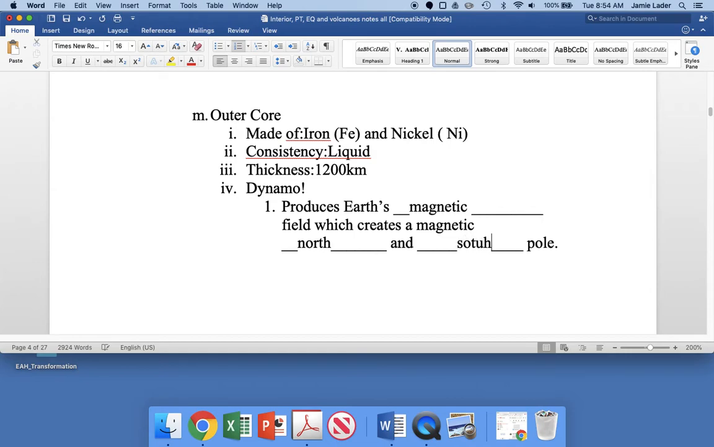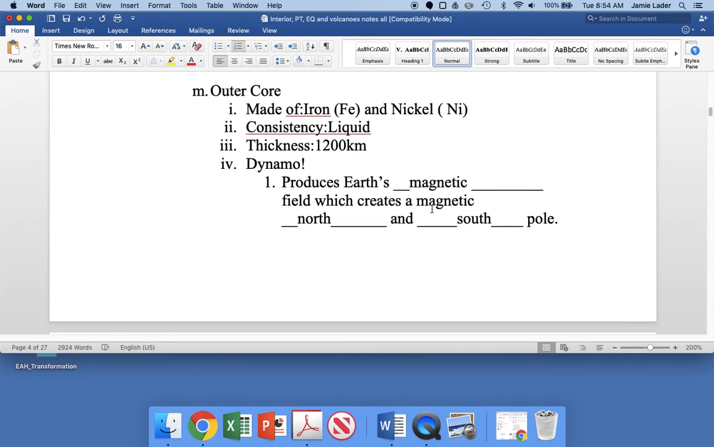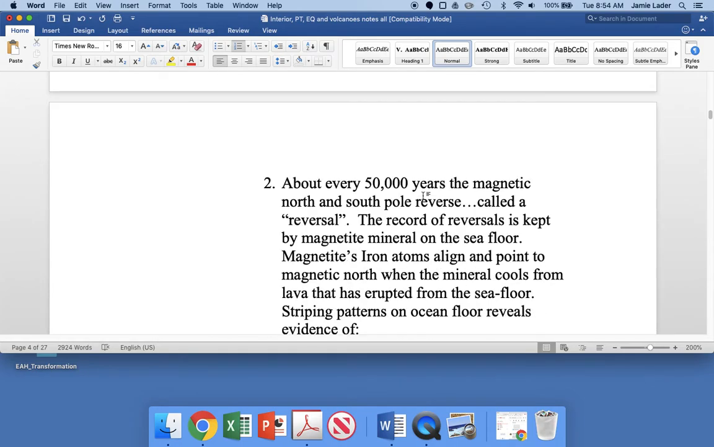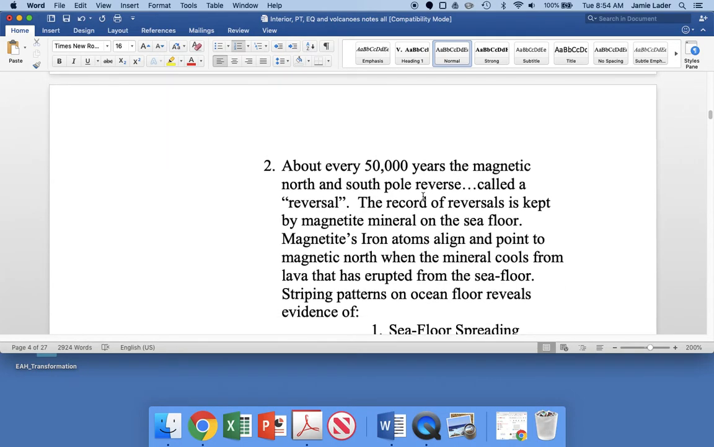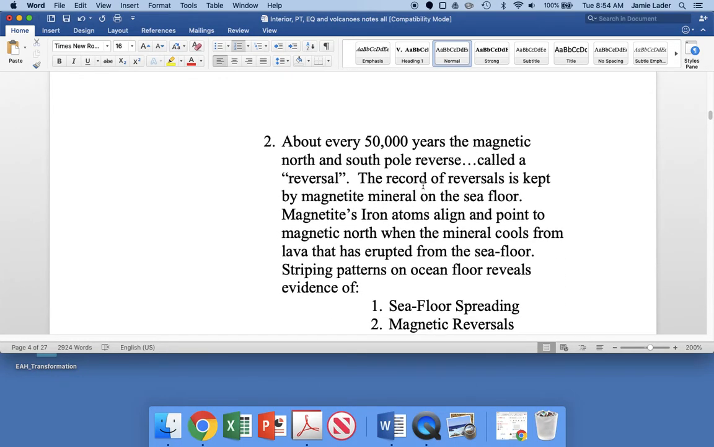So you can think of the outer core as helping you to find places, okay? Your GPS, like I said, wouldn't work because your GPS relies on finding north and south and all kinds of stuff like that. It's pretty slick, actually. All right, the other thing is that it's going to protect us from the sun. Now, about every 50,000 years, the magnetic north and south poles reverse.